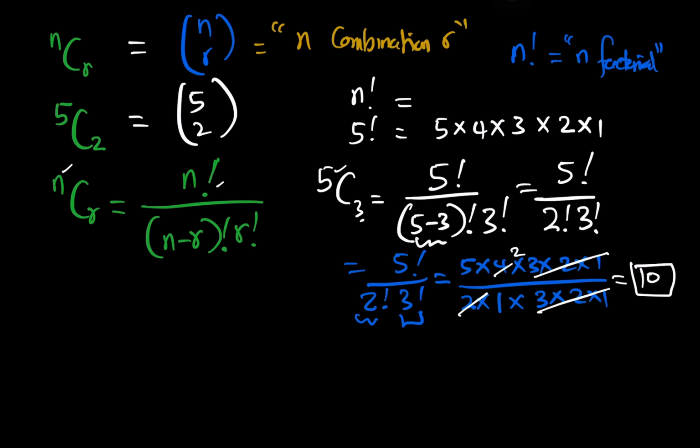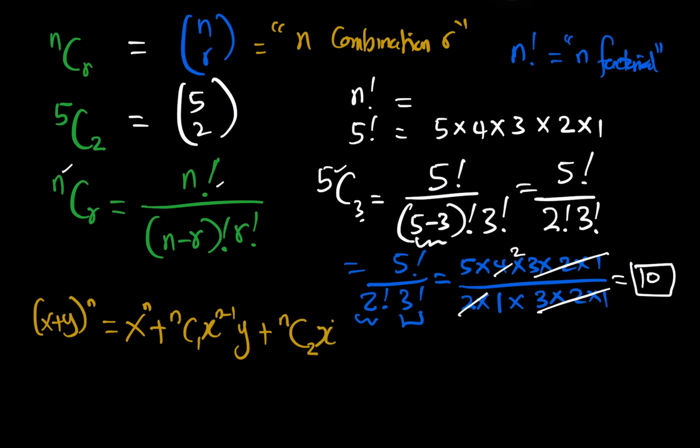Don't forget our general expression. We said that if you have x plus y to the power n, the x will take on the highest degree. Don't forget that. And then plus n combination 1 times x to the n minus 1 times y, plus n combination 2 times x to the n minus 2 times y squared, plus dot dot, it continues and goes to n combination 3.